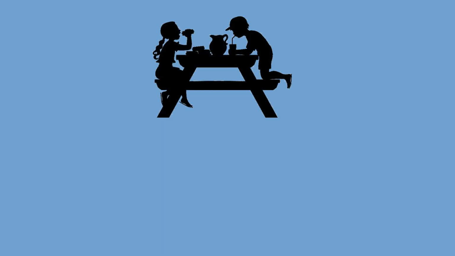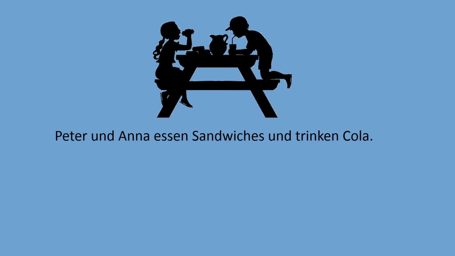Good. Let's analyze another situation. What if we have many subjects and they perform many different actions at the same time. Well, let's say we imagine the situation when kids are on a picnic, and what do kids do on a picnic, they're eating and drinking. So we have this very nice sentence. Peter und Anna essen sandwiches und trinken Cola. So Peter and Anna, they eat sandwiches and drink cola. Okay, and when we analyze this sentence, we will figure out that we have two subjects, two kids, Peter and Anna, and they perform at the same time two different actions. They eat and drink. So this is our formula now.